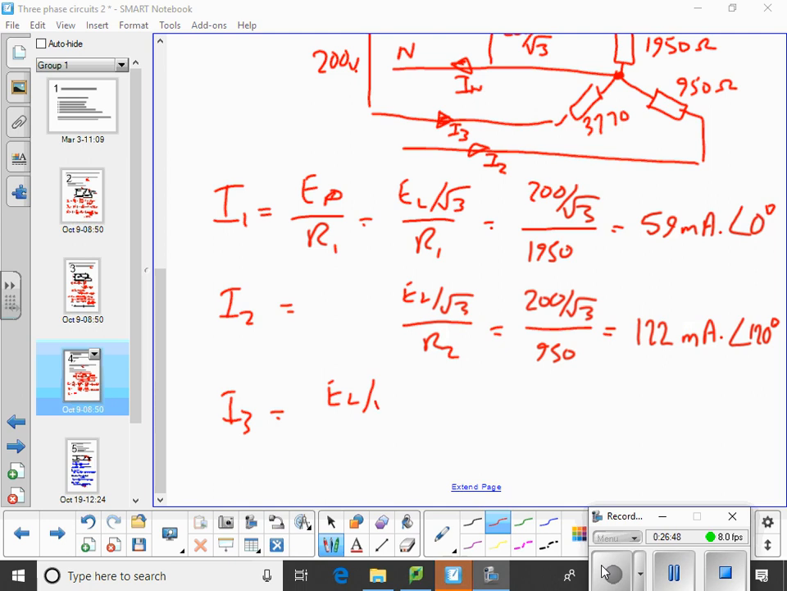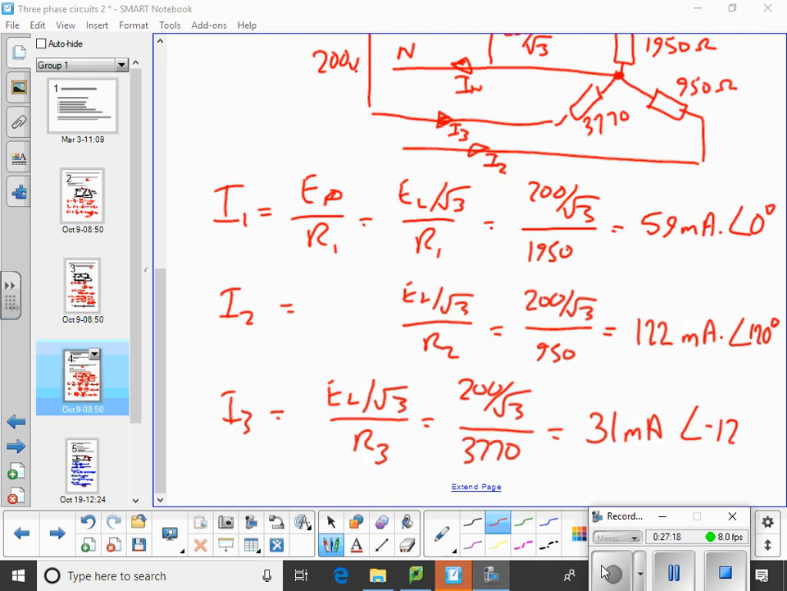BL over Route 3 divided by R3, 200 over Route 3 divided by 3770. Sorry? 31 milliamps. Do you agree with that, Ben? Yep. And that'll be angle. Mine's only three. Yep.